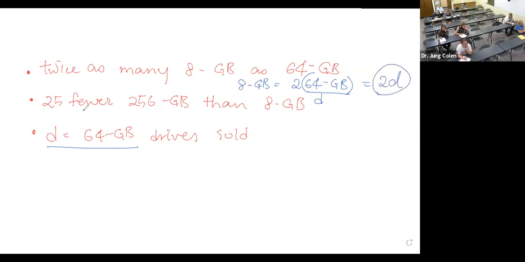Good. Similarly, we can do that here too. It says 256 gigabyte is 25 fewer than 8 gigabyte. And 8 gigabyte is what? 2D. So from 2D, if you wanna make it fewer, what do you do? You're gonna subtract 25. Very good. So that is what? 256 gigabyte.